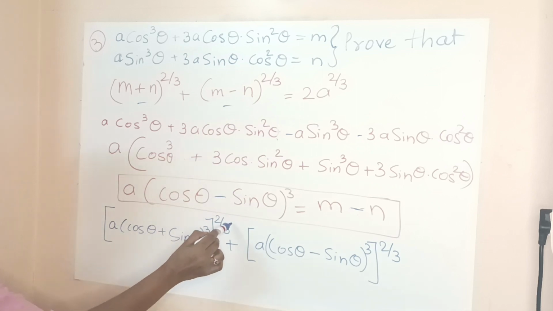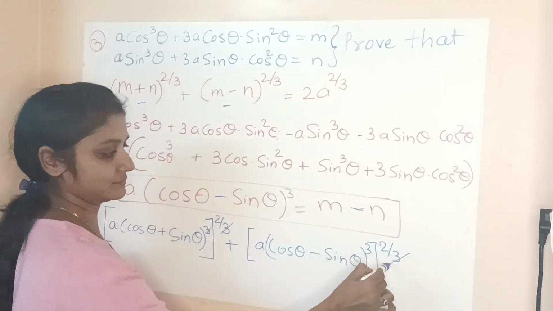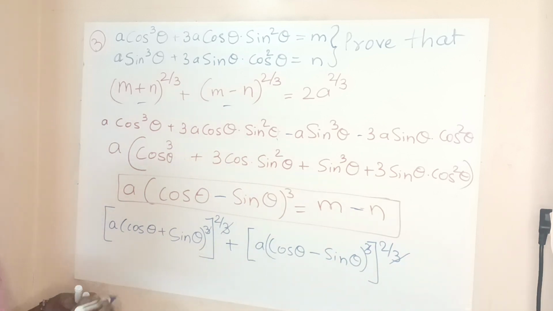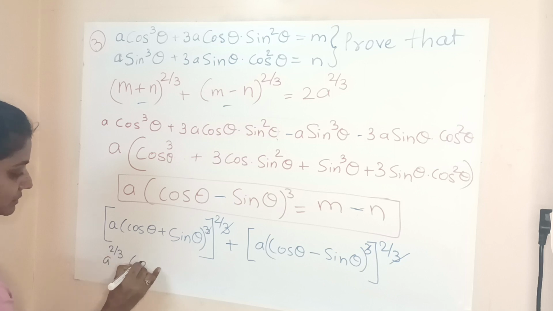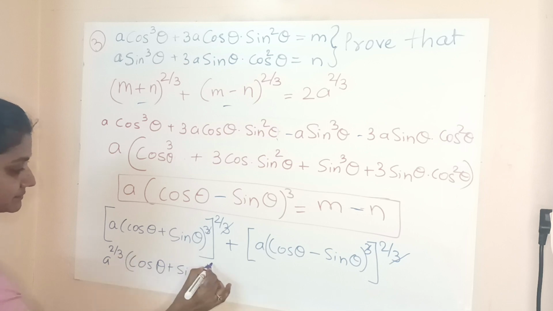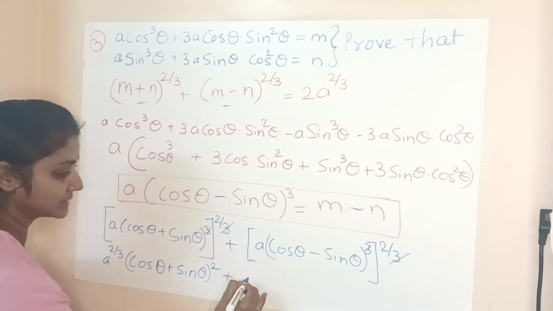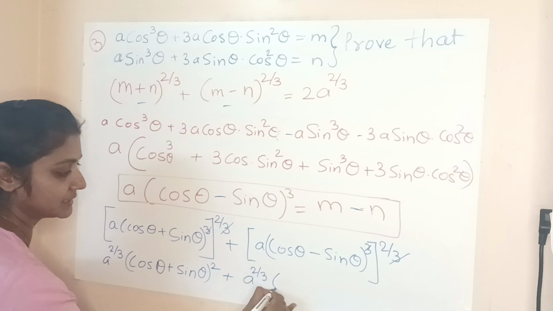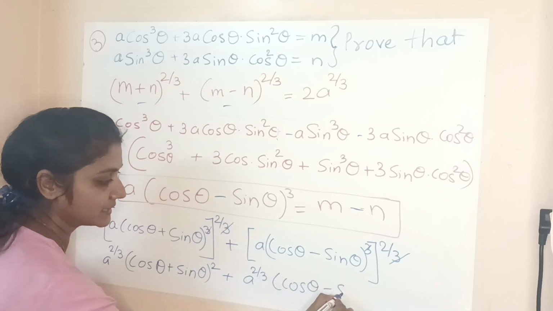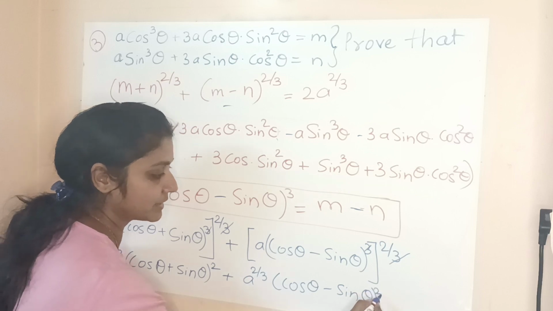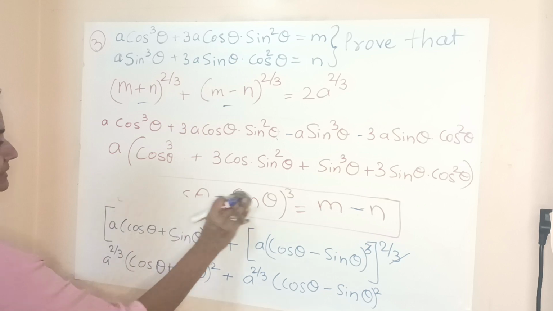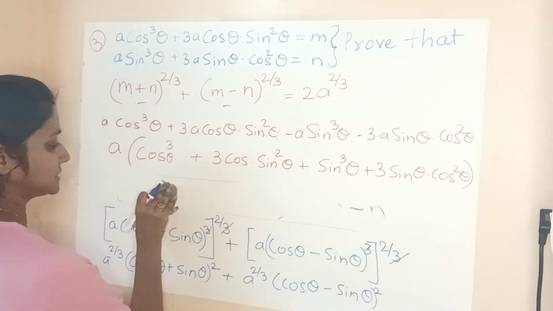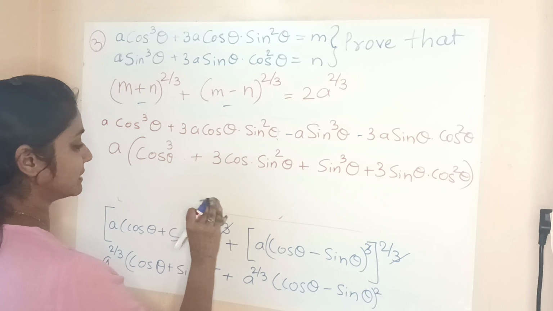Now what did I do? You know, I took this off. So what am I left with? A to the power 2 by 3 into cos theta plus sin theta whole square plus a to the power 2 by 3 into cos theta minus sin theta whole square. Easy? What will I do with that now? Just 2 more lines left. Anyone completed before me?